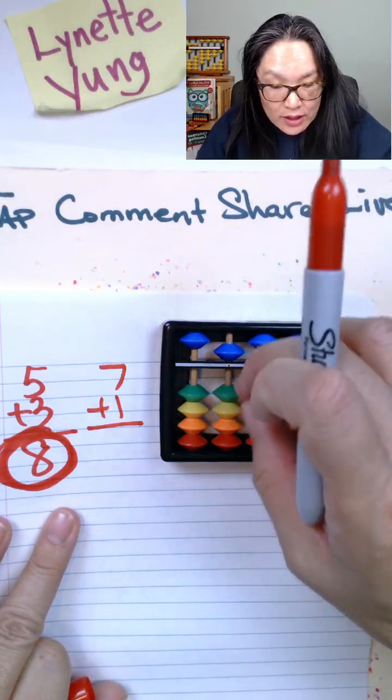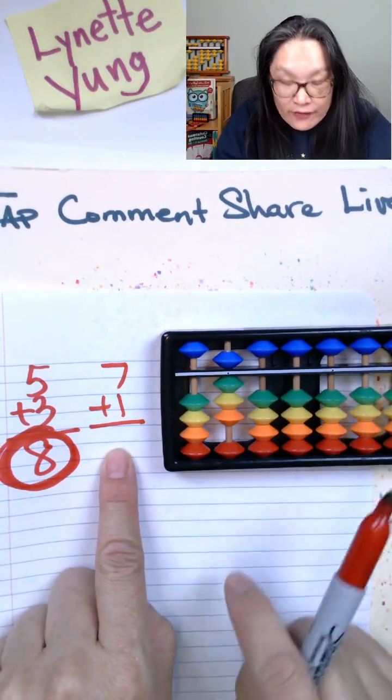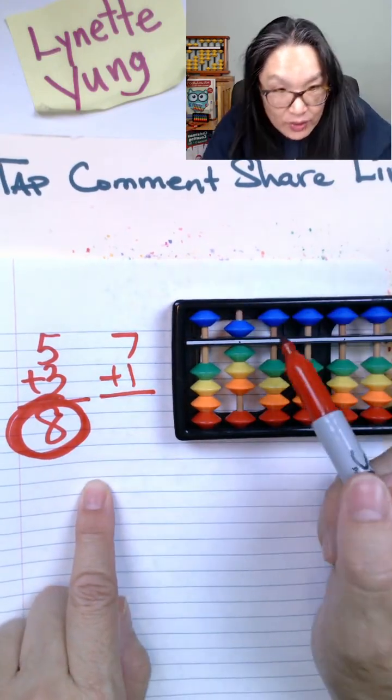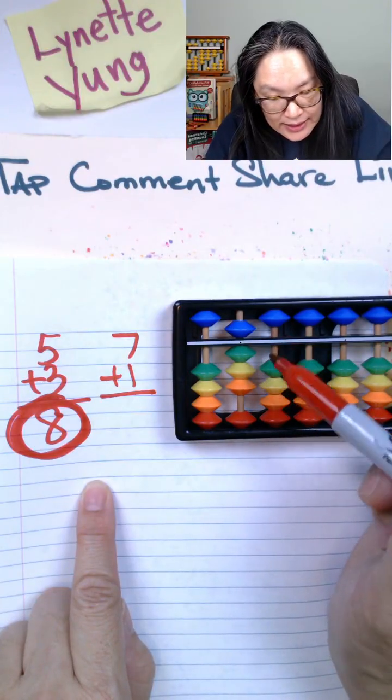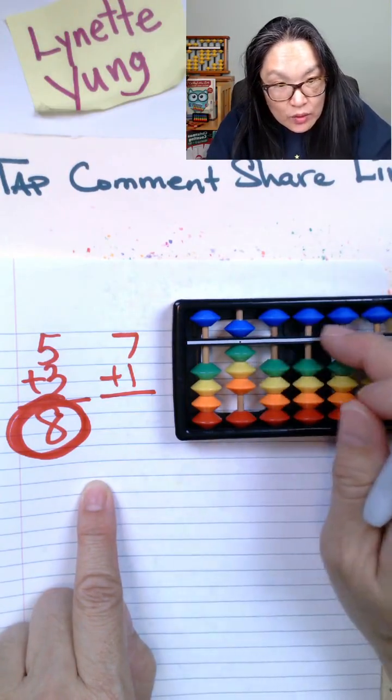Okay, so I'm back. So notice, do I have enough beads to add the 1? Yes, I do have enough beads to add the 1. So what are we going to do? So the answer is 8. How do I know that this is 8? Because it's 5, 6, 7, 8. And again, the reason why I'm counting this is because these beads are touching this horizontal bar.